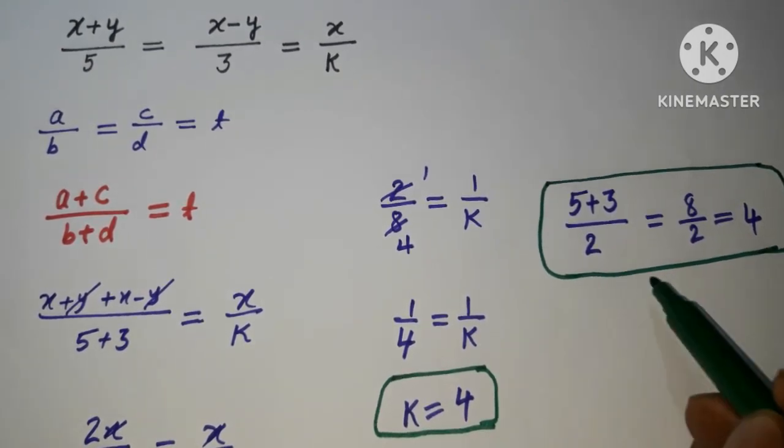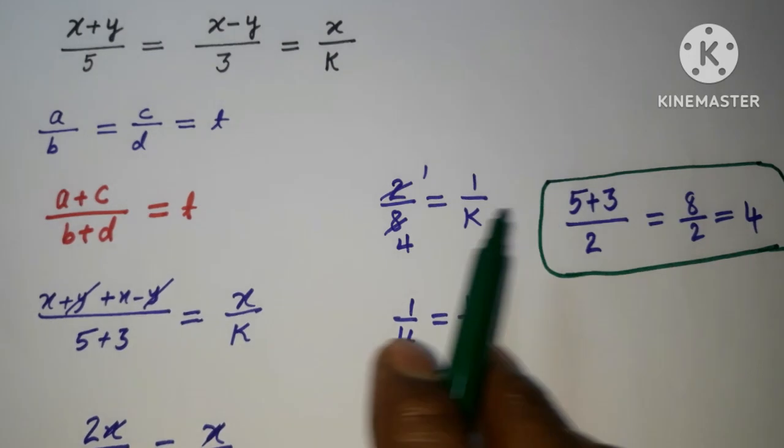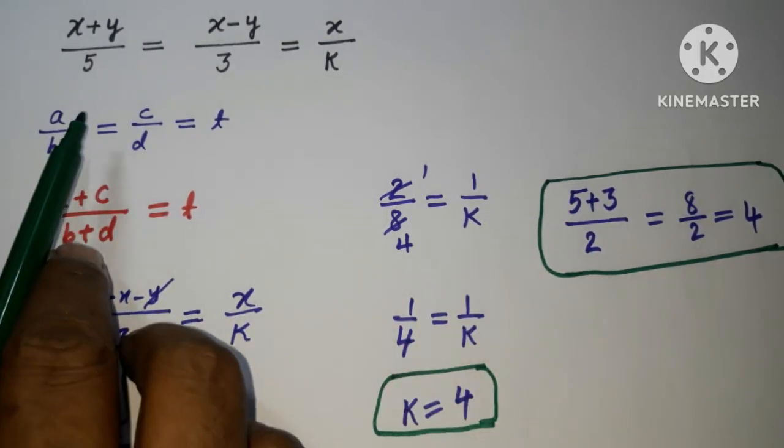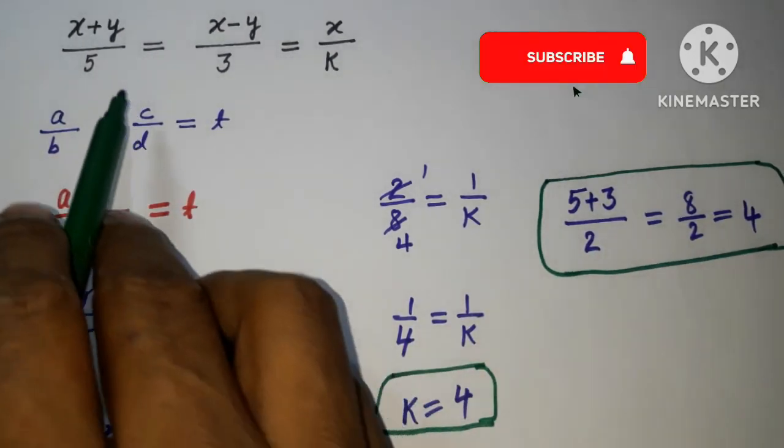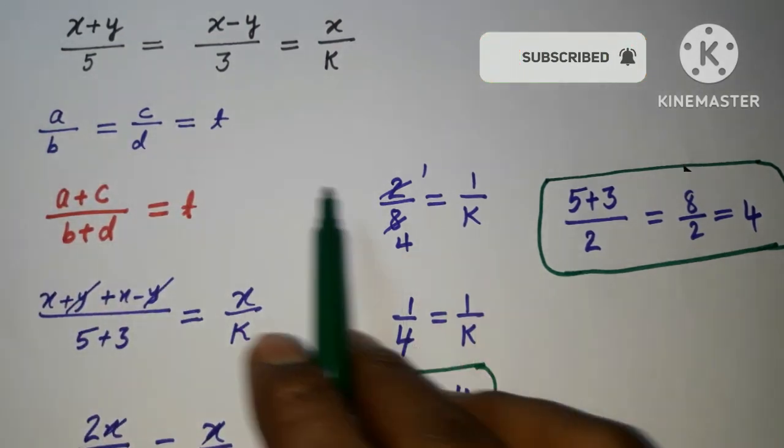So this is our shortcut trick: just add the denominators together and divide by 2. So this is our final solution.